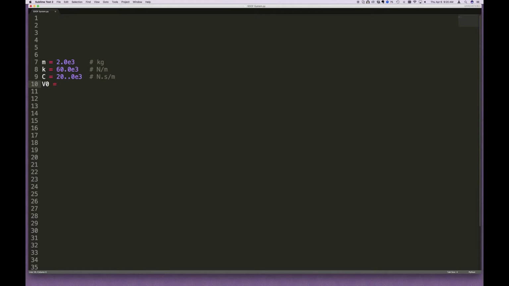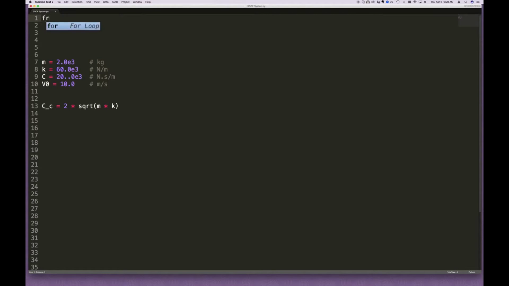V0, the initial velocity, is given to us as 10 meters per second. Okay, and now we can calculate a few things. We know that C critical, we'll call it C sub C, is equal to 2 root mk, 2 times the square root of m times k. And we don't have a square root function, so we need to import that.